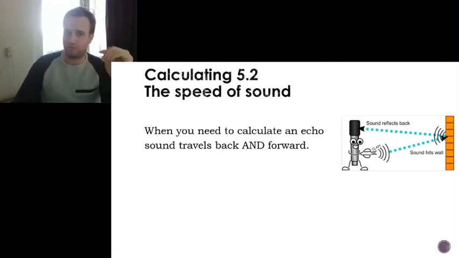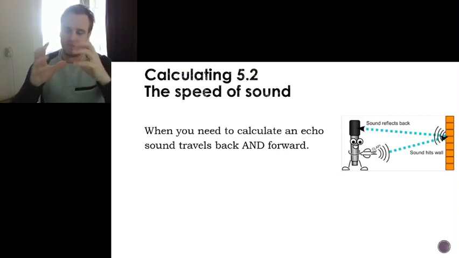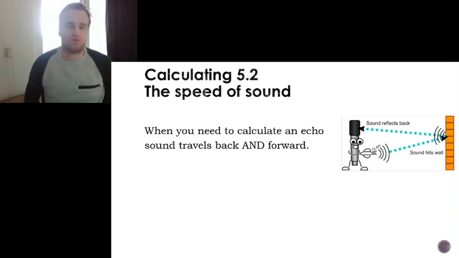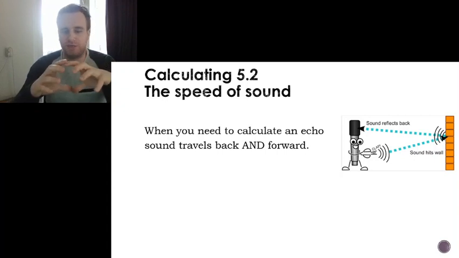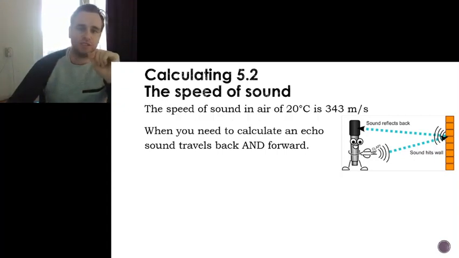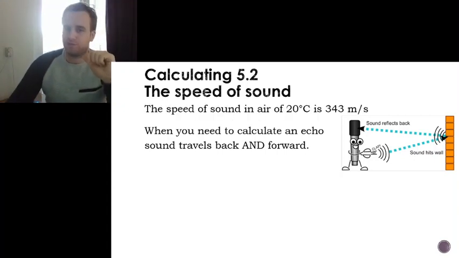For this we use a formula we already used before, one that relates distance, velocity and time. So it's basically from chapter 4. What you need to know is that sound in air travels with a certain speed. The speed of sound in air at 20 degrees is exactly 343 meters per second.